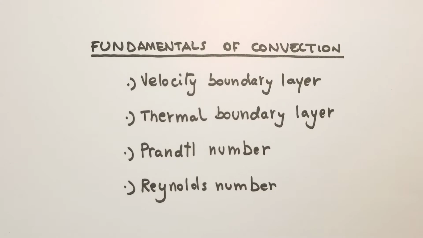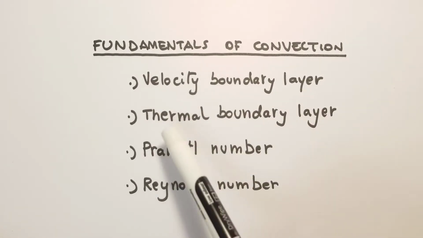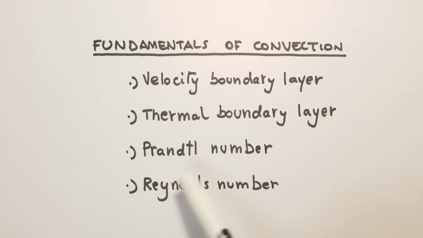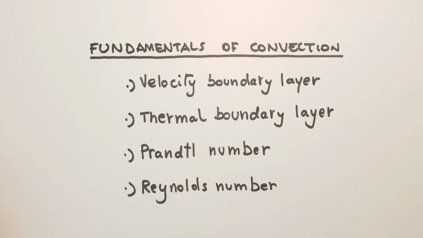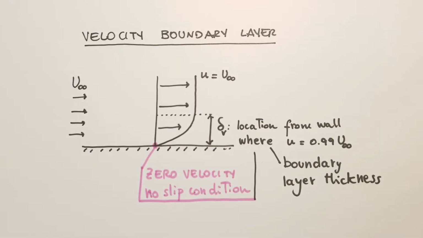Today we continue our discussion on the fundamentals of convection. In particular, we are discussing the velocity boundary layer, the thermal boundary layer, the Prandtl number, and the Reynolds number. So let's start to talk about the velocity boundary layer.